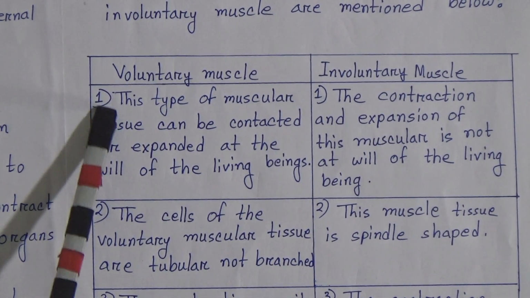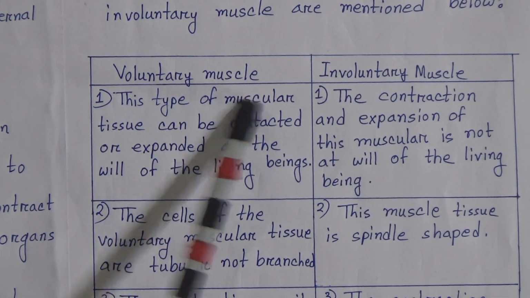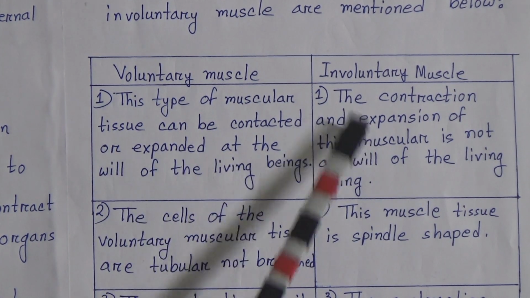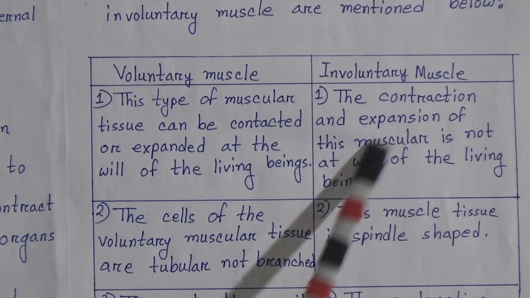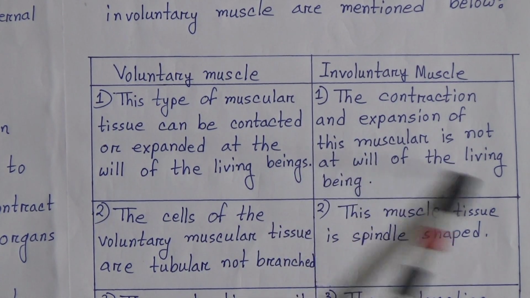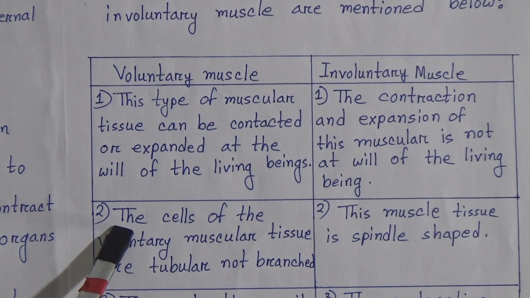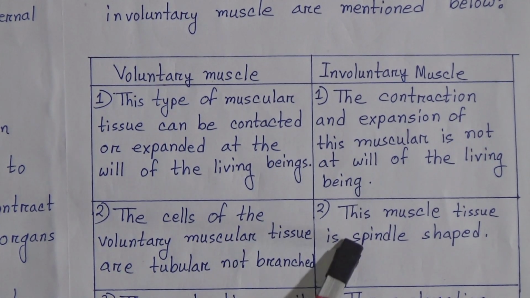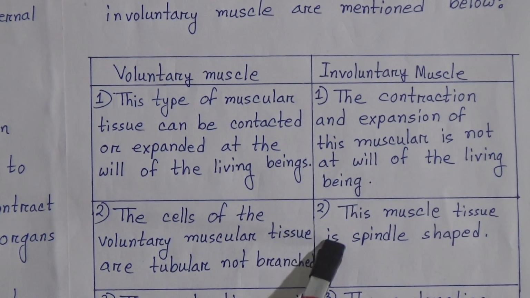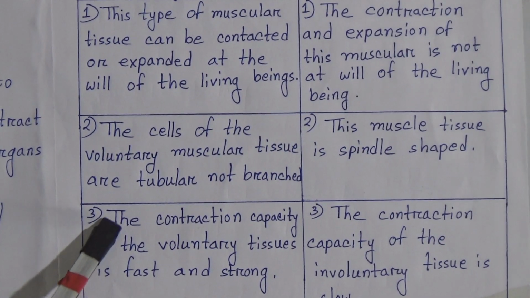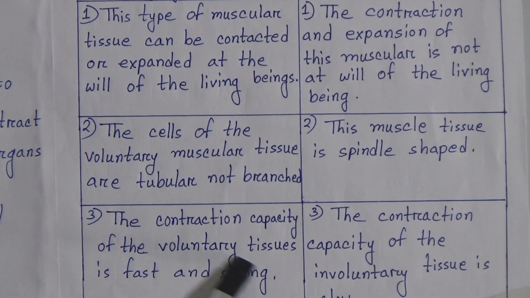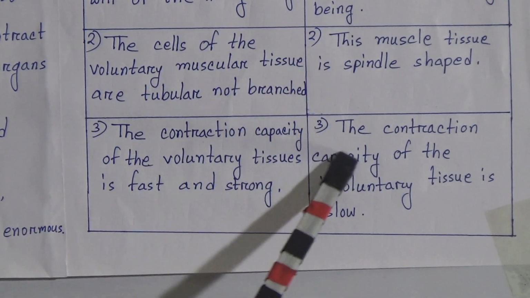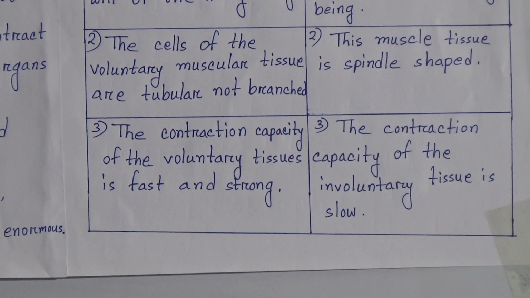The first point: this type of muscular tissue can be contracted or expanded at the will of the living being. Here, the contraction and expansion of this muscle is not at the will of the living being. The second point: the cells of voluntary muscle tissue are tubular, not branched. Here, this muscle tissue is spindle shaped. The third point: the contraction capacity of voluntary tissue is fast and strong, and here the contraction capacity of involuntary tissue is slow.